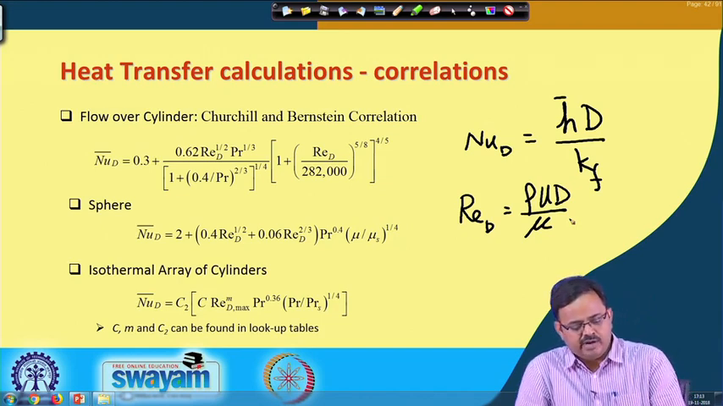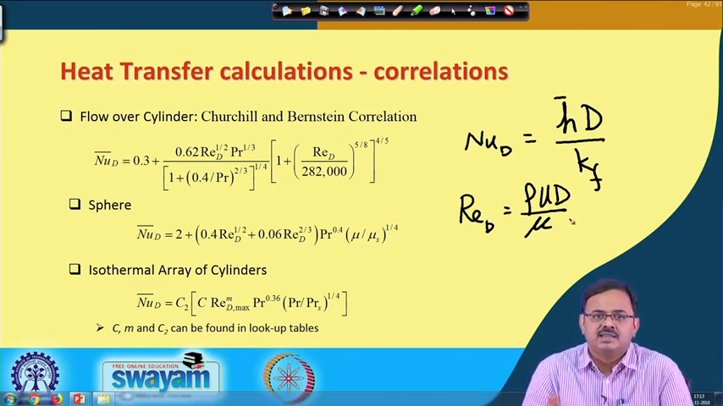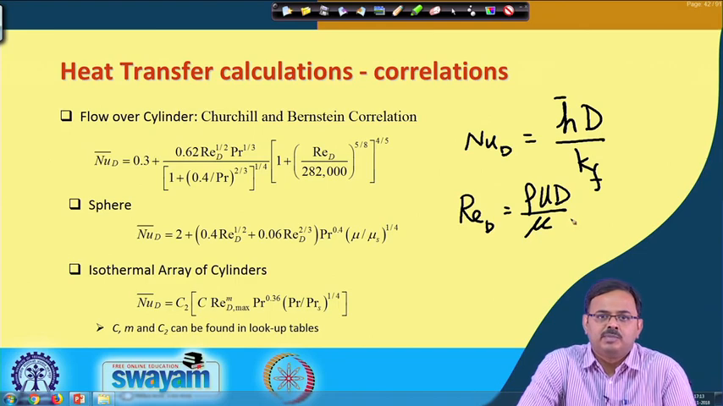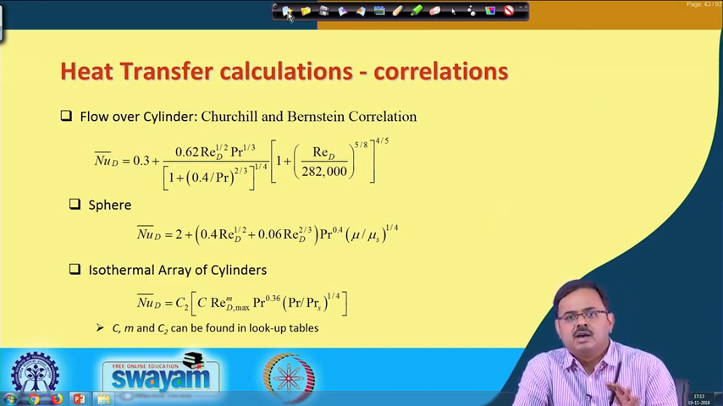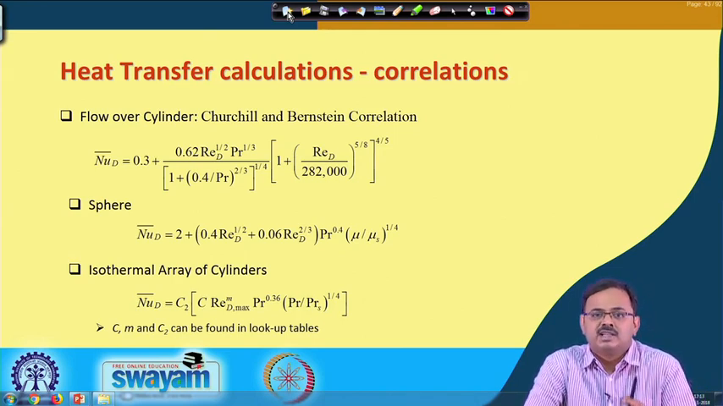If it is an isothermal array of cylinders, then it is a little complicated as is shown over here, and C, m, C2, all these coefficients, all these indices, there are standard values and lookup tables available for these. Okay. So, you just need to know that these correlations are available and these values will be given to you. Again, I repeat, the challenge is in the judgment of choosing which correlation to use.